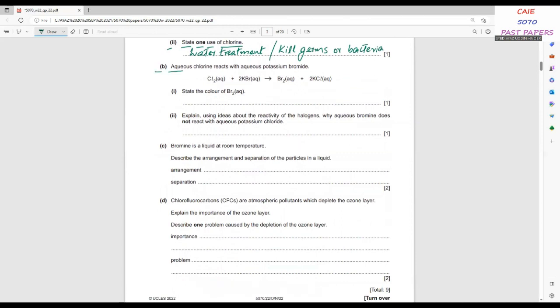D. Aqueous chlorine reacts with aqueous potassium bromide. Cl2 aqueous plus 2 KBr aqueous gives Br2 aqueous plus 2 KCl aqueous. Number 1, state the color of Br2 aqueous. You know that the color is red or orange.